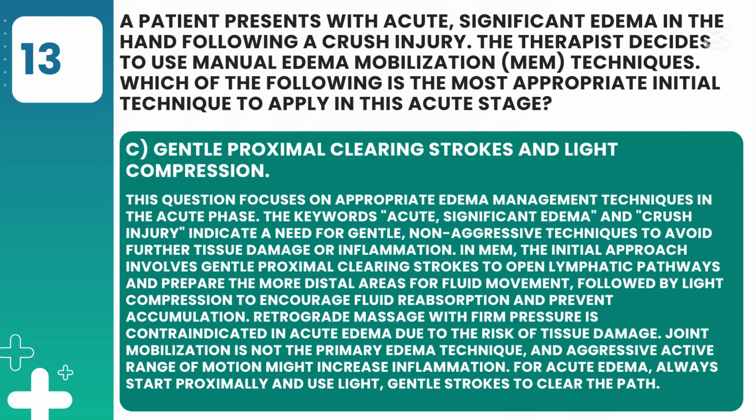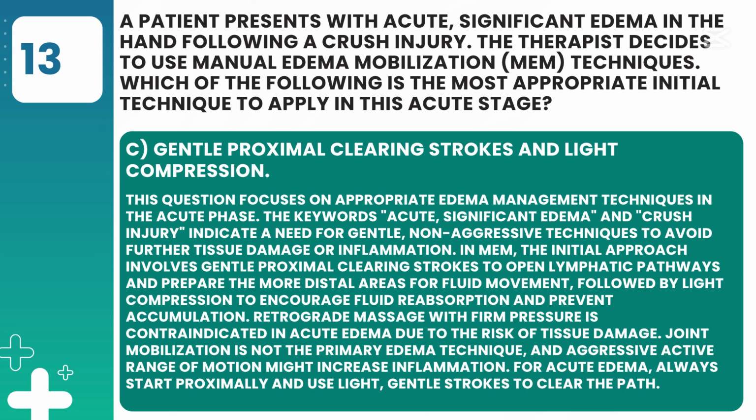Answer: C. Gentle proximal clearing strokes and light compression. This question focuses on appropriate edema management techniques in the acute phase. The keywords acute, significant edema, and crush injury indicate a need for gentle, non-aggressive techniques to avoid further tissue damage or inflammation. In MEM, the initial approach involves gentle proximal clearing strokes to open lymphatic pathways and prepare the more distal areas for fluid movement, followed by light compression to encourage fluid reabsorption and prevent accumulation.